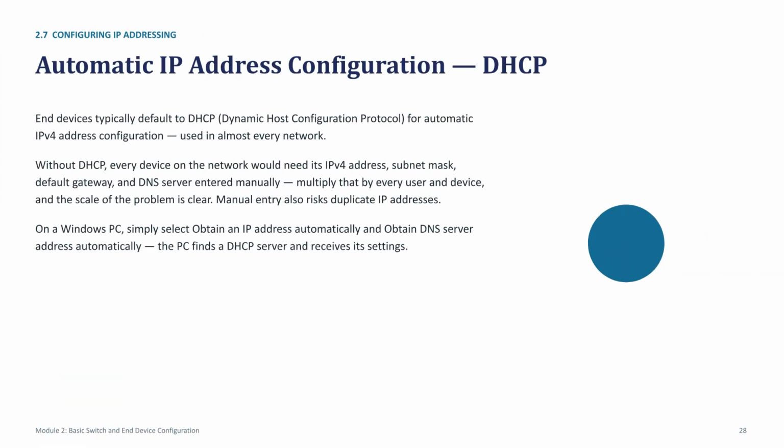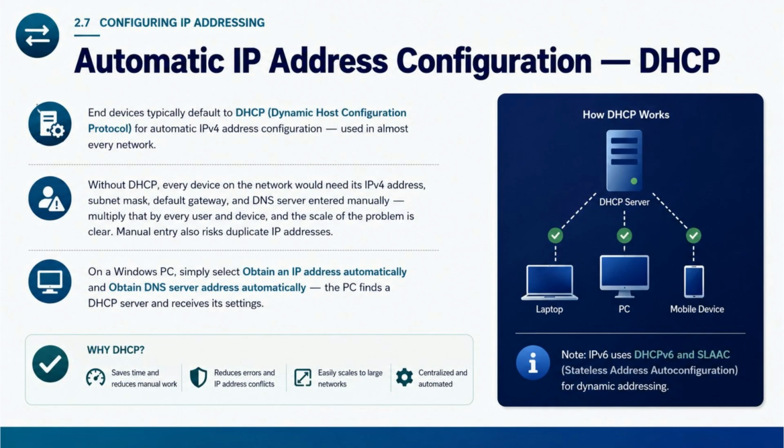DHCP automates all of that. Almost every network relies on it rather than manual entry, since manual entry does not scale and risks duplicate addresses. On Windows, obtain an IP address automatically does the work. Mention IPv6's equivalents here too. DHCPv6 and SLAAC handle dynamic addressing on that side.